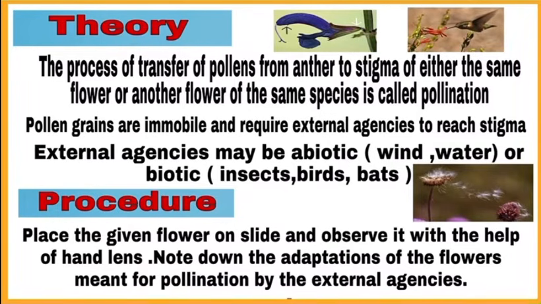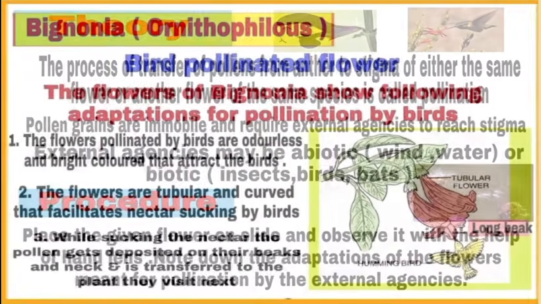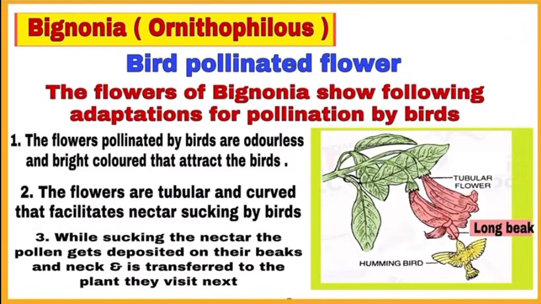Now write the procedure. Place the given flower on slide and observe it with the help of hand lens. After this, note down the adaptations of the flowers meant for pollination by the external agencies. First flower is bignonia, ornithophilous flower. The flowers pollinated by birds are called ornithophilous flowers.